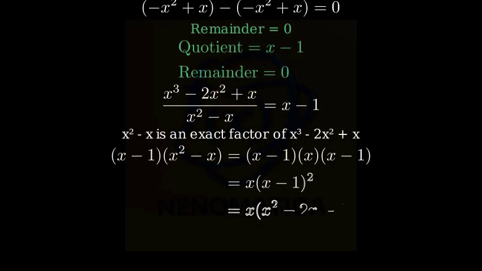Let's verify our answer by multiplying the quotient by the divisor, which should give us the original dividend. Perfect! Our verification confirms that the quotient x minus 1 is correct. We've successfully divided the polynomial x cubed minus 2x squared plus x by x squared minus x using polynomial long division.